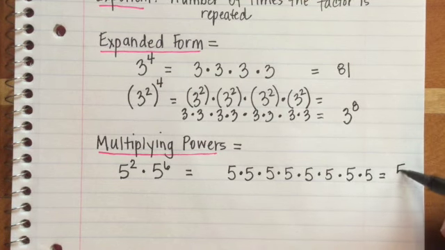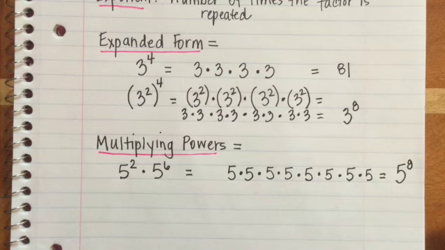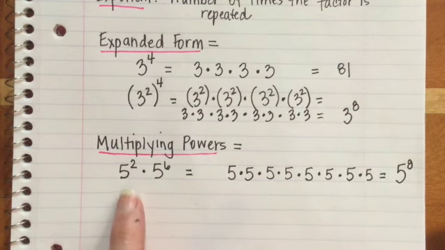So my answer here, and we're going to leave our answers in with the exponent. We don't need to actually get to a standard answer. We're going to leave it as 5 to the 8th. If I take a look at my answer and all the way back to the beginning, what's the relationship between 2 and 6 and 8?